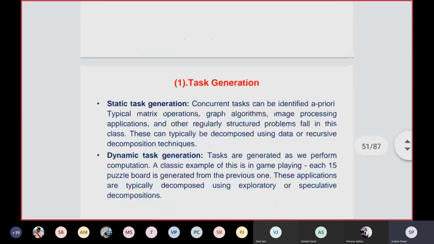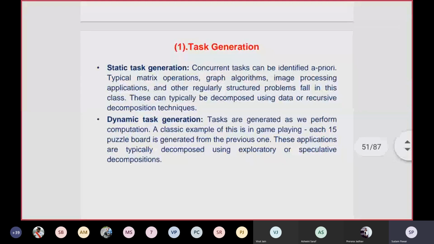Then task generation approaches might be, again, this is the first characteristic: static task generation and dynamic task generation. From its name itself we will understand what static task generation means and what dynamic task generation means. Because in case of static task generation, you can identify the concurrent tasks in advance, or concurrent tasks can be identified a priori.